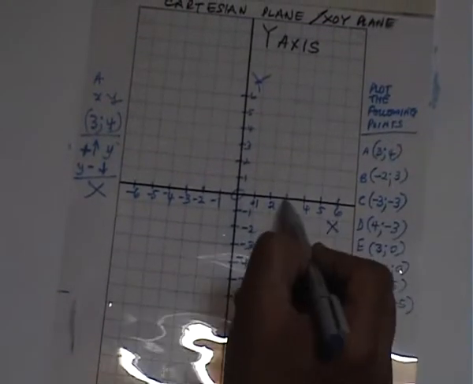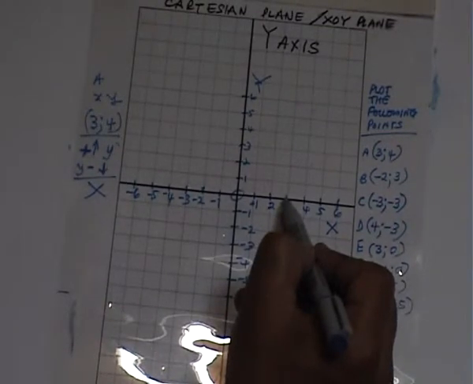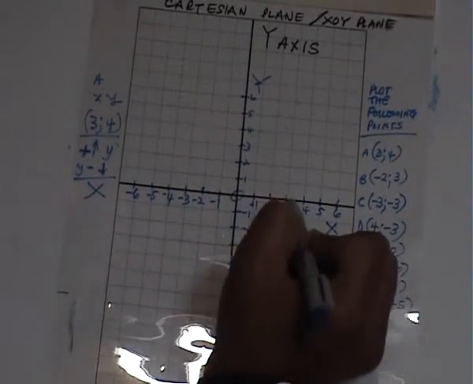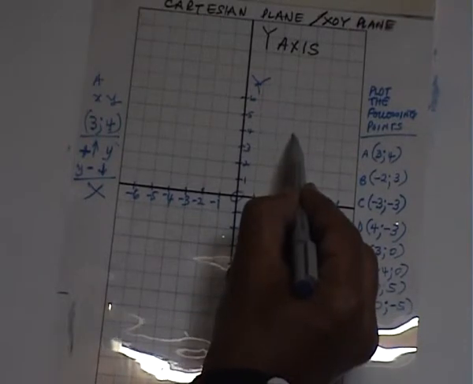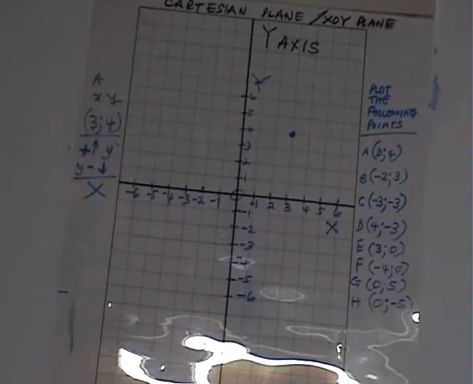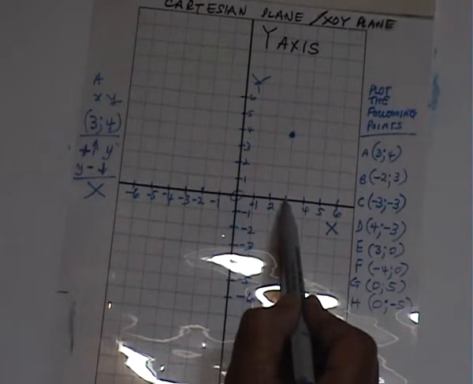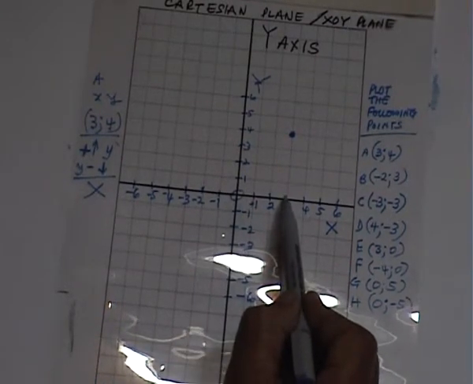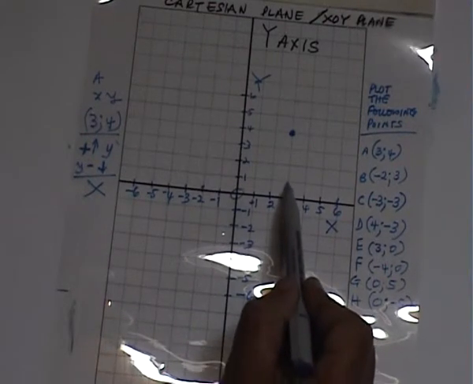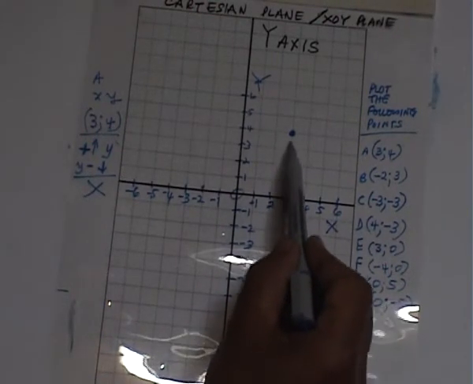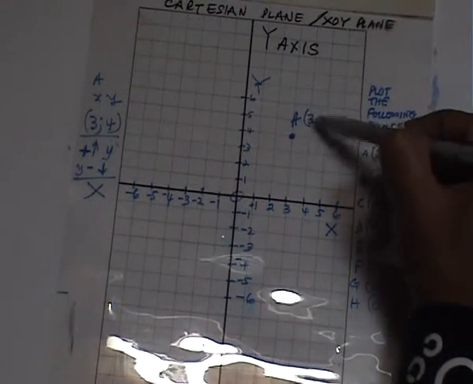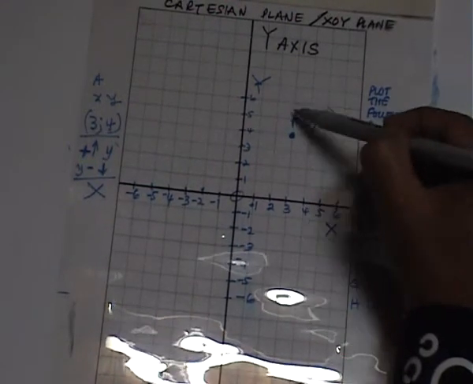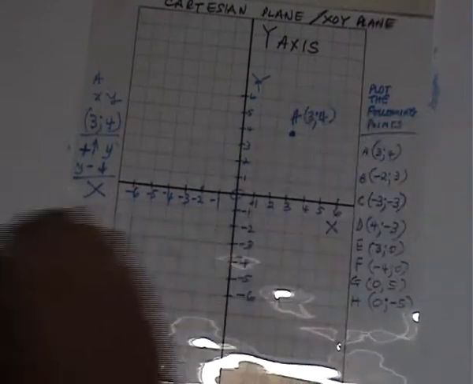A is 3, so there's 3. Then from 3, you must go up. How many units? You must go up 4 units: 1, 2, 3, 4. And then you put your dot. I'm going to repeat this. You want to plot 3, 4. First look for 3, and don't make any marks. Then because it is positive, you go up: 1, 2, 3, 4. Now you have plotted A, and it is 3, 4. Label it and write the ordered pair next to it.